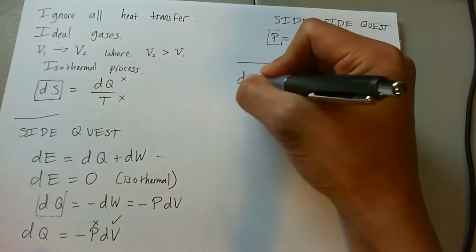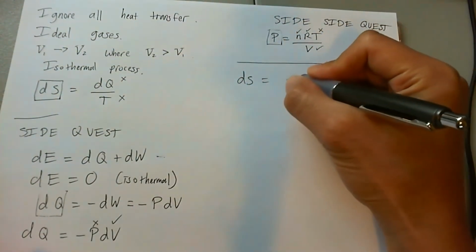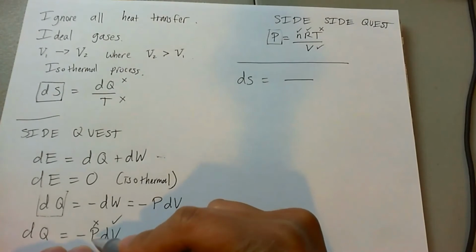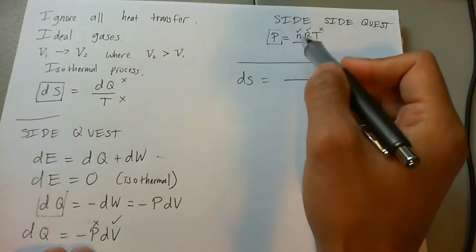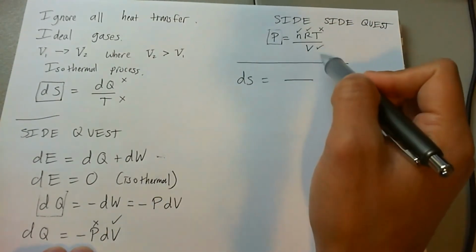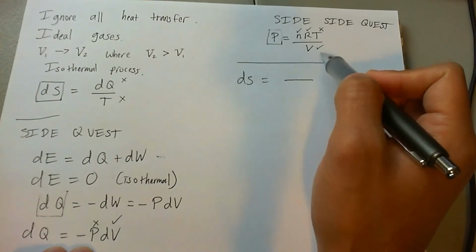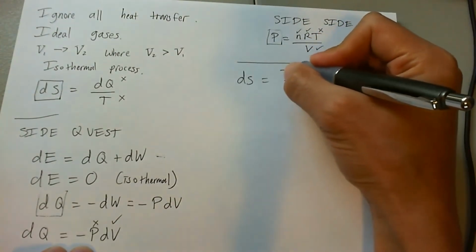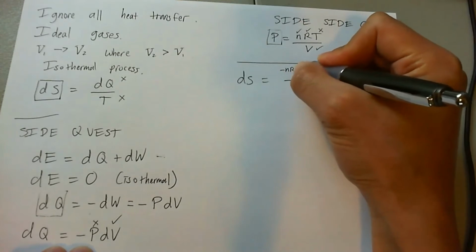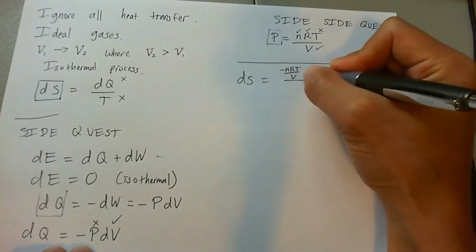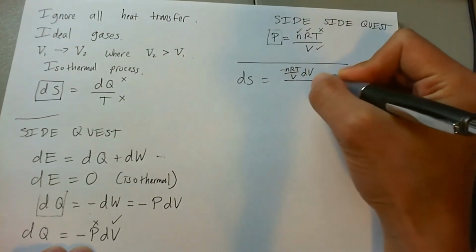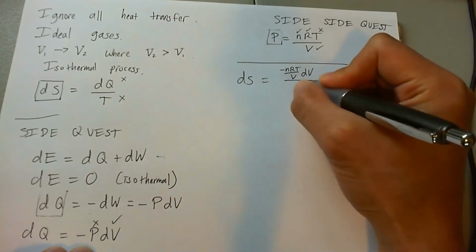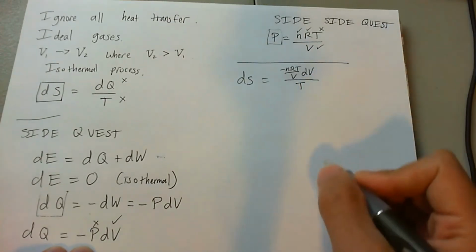So dS is equal to dQ over T. Now, dQ is negative P dV, and P is simply given from the ideal gas law. So plugging all this in, we have negative nRT over V dV divided by T.